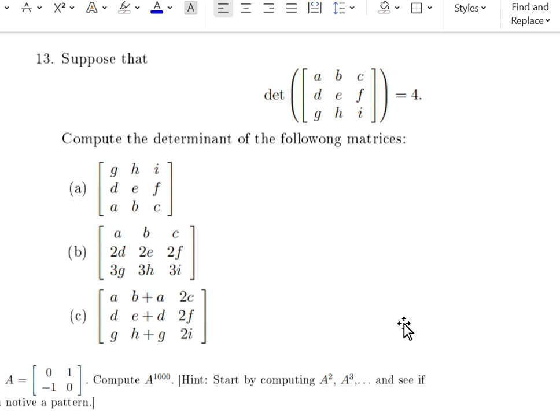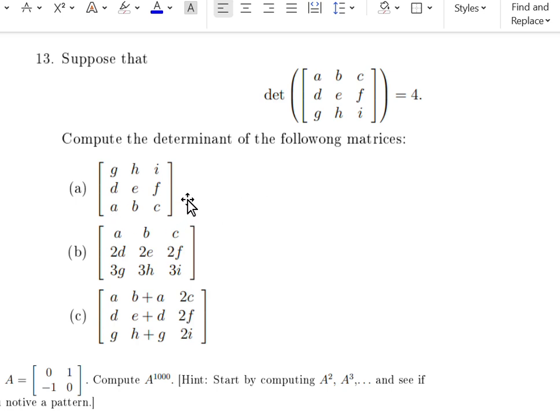Now, looking at the A, the A is similar to the original matrix we've been given, but the only difference is that the first and the last row have been swapped. By the laws of determinants, wherever you swap two rows, the determinant of the swapped matrix is actually the negative of the determinant of the original. So the determinant of A is actually equal to -4.